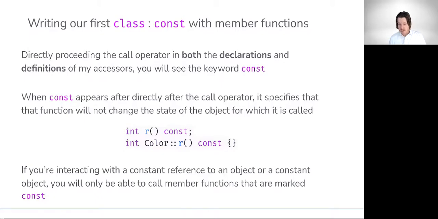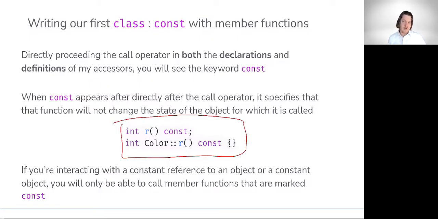So in this case, we are communicating here that R is not going to mess with the data members of the object it's being invoked for. What we'll see here is that if we're interacting with the object of this type through a constant reference or with a constant object in general, we can only invoke members on that object that are marked with const.